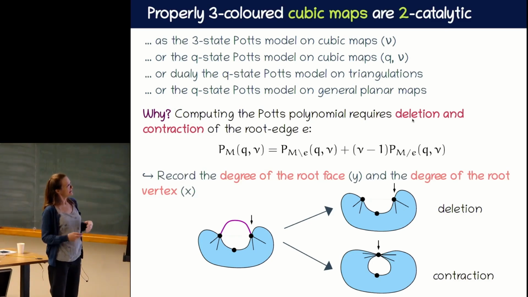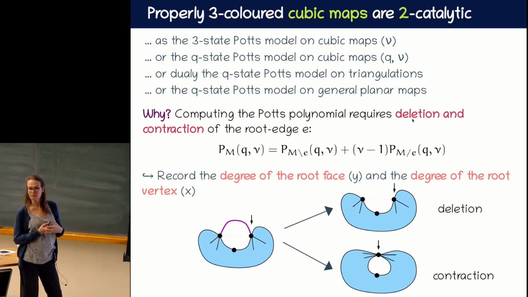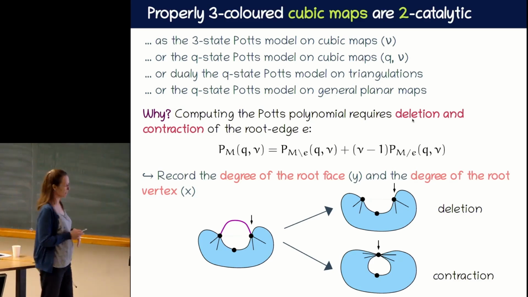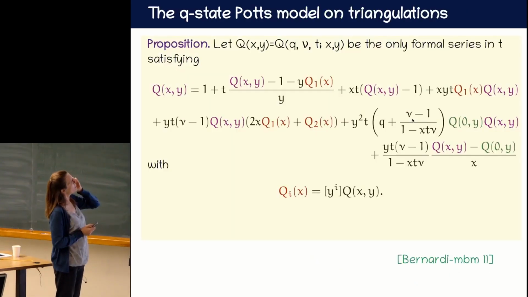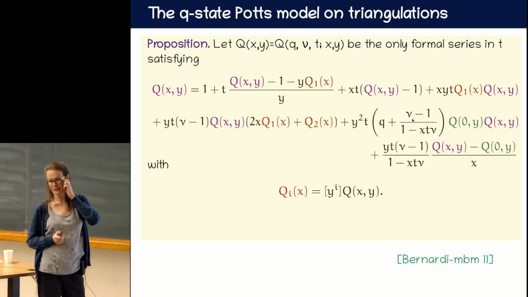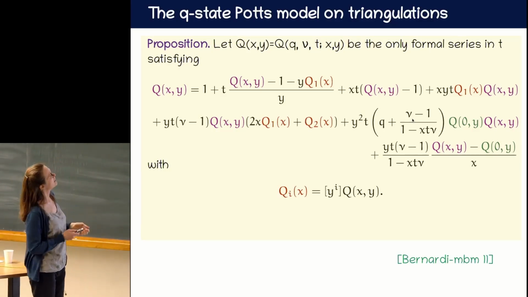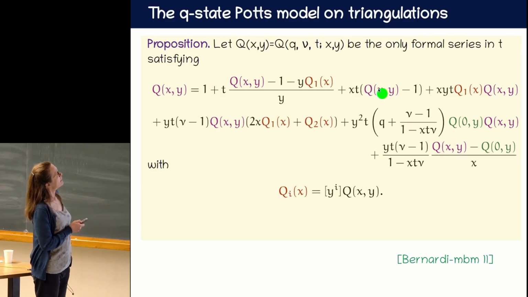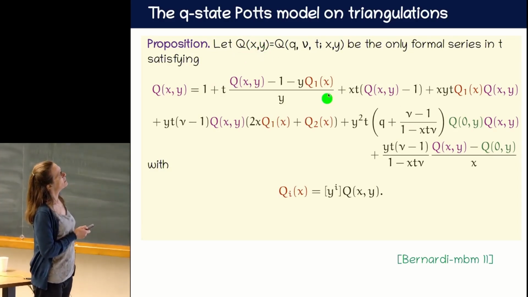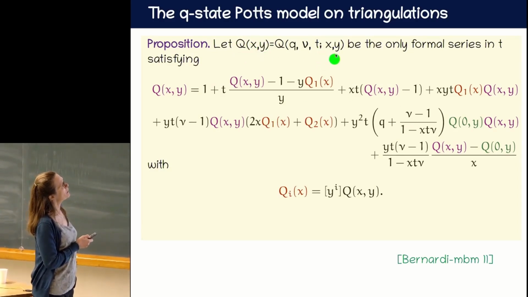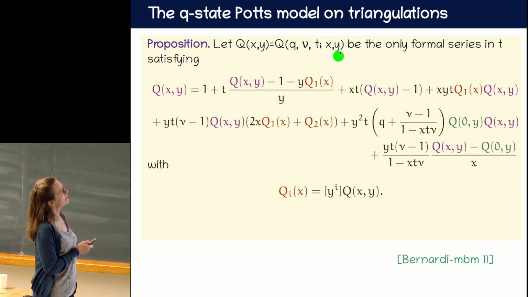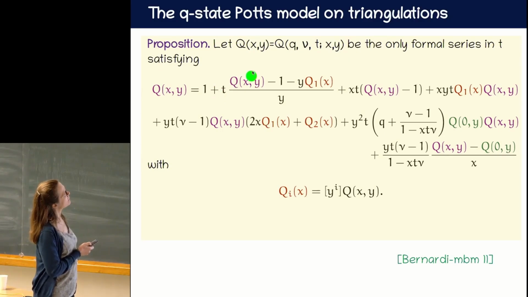So using these ideas, one can write a number of two catalytic equations for q Potts models. And so here's one that we wrote with Olivier Bernardi some 15 years ago. So you don't have to look at the details, just at the general form. So we have this series Q that depends on t, q, nu, but also these two catalytic variables, x and y. And Q is 1 plus t times something.